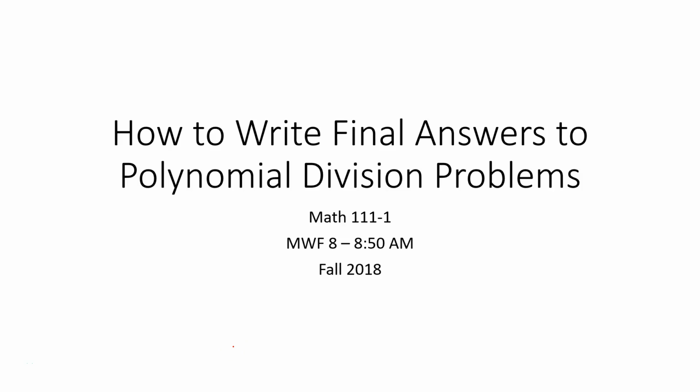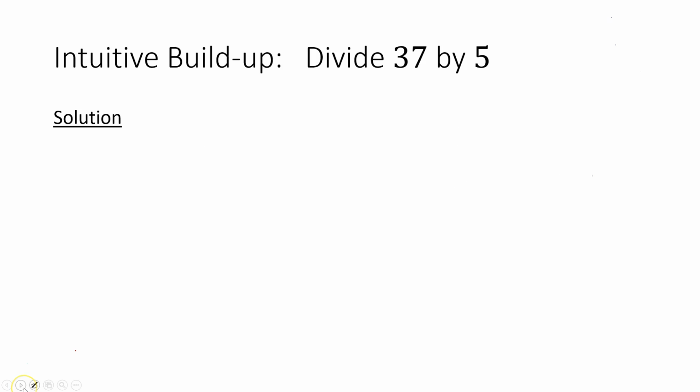How to write final answers to polynomial division problems. Okay, let's divide 37 by 5 to build up our intuition. Long division will give us a quotient of 7 and a remainder of 2.